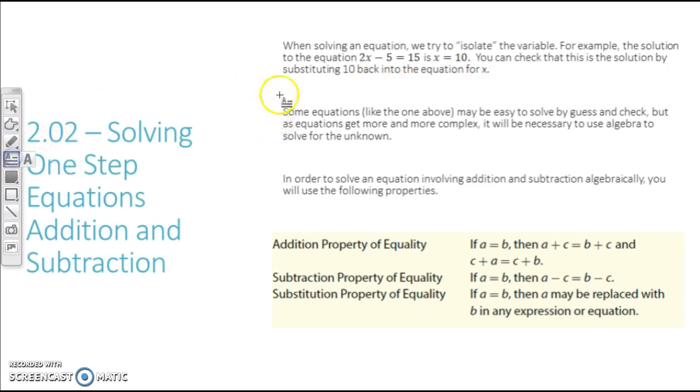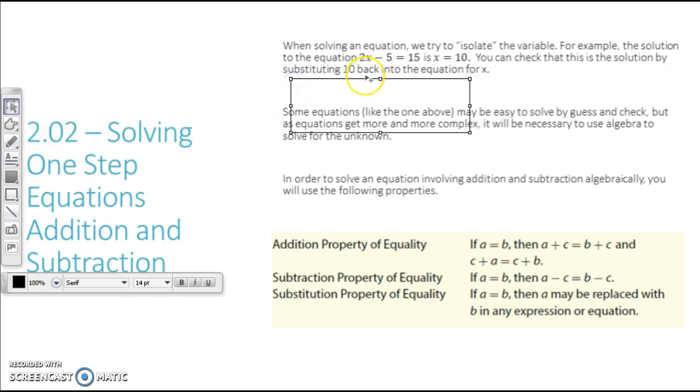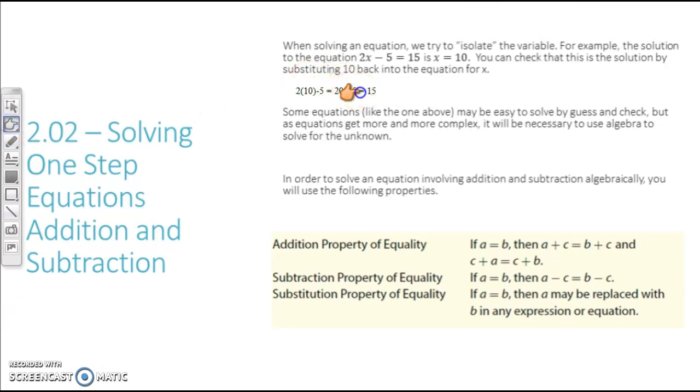Let's go ahead and do that. So 2 times 10 minus 5. Well, 2 times 10 is 20, minus 5 equals 15, which is what we started with up here. So 15 equals 15. That's perfect.